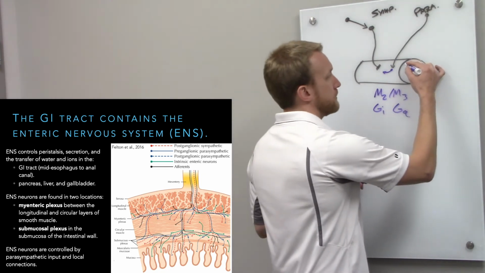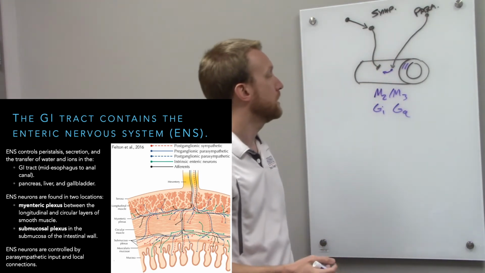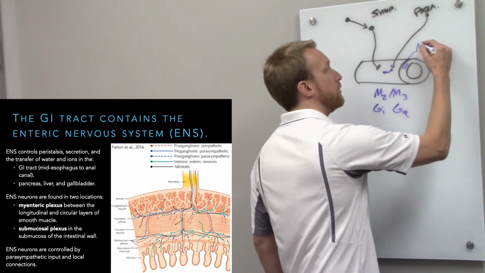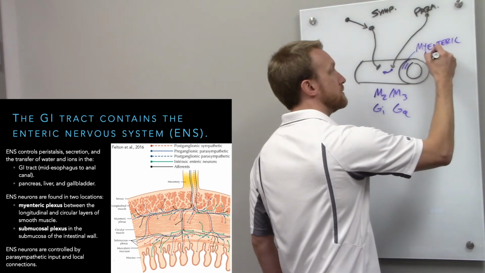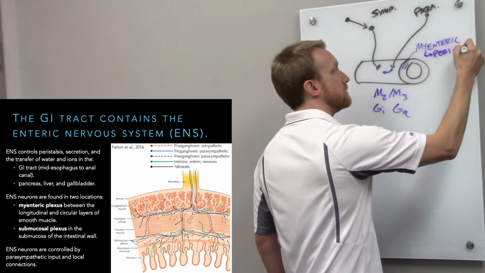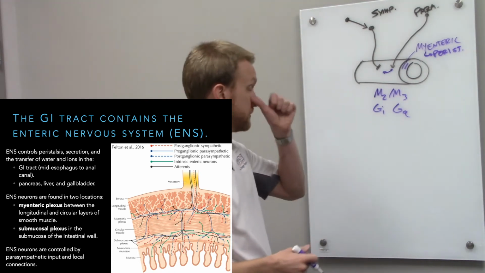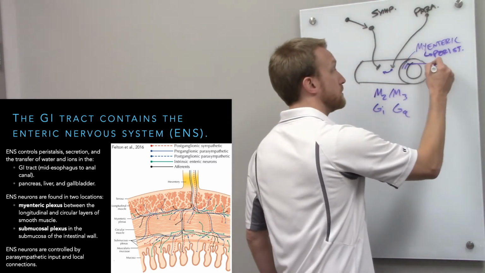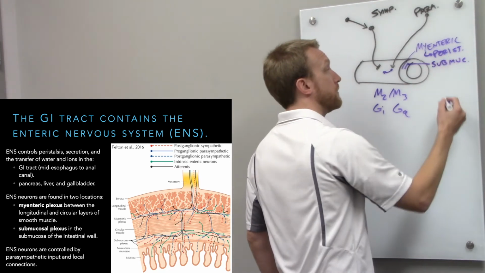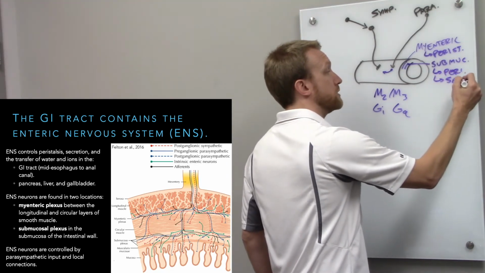Here we have kind of 2 layers of target neurons. So kind of on the outer portion there, that's the myenteric plexus, plays a big role in peristalsis. So the contractions, the movement of food through the GI tract. Below that is the submucosal plexus. Also plays a role in peristalsis as well as secretions.